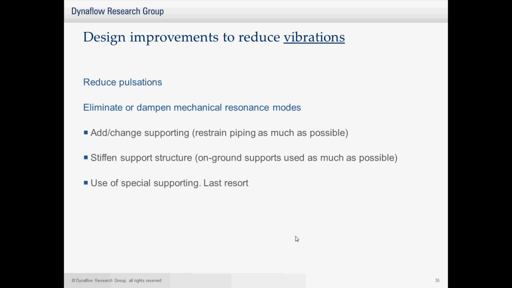And as a last resort, you can use special supporting. This is special dynamic supporting, and I won't go into too much detail, but it acts differently under static loading than it does under dynamic loading. And this is most of the time possible. Now you can really restrain your piping dynamically and not statically. So this is better for when you have large temperature differences.